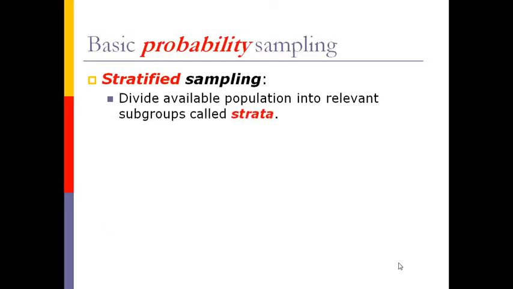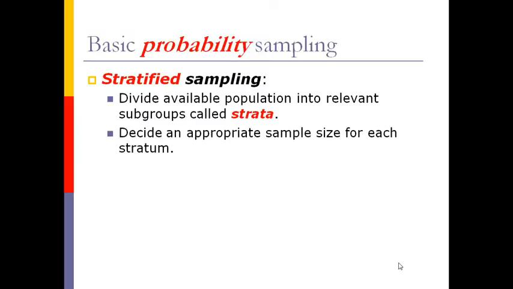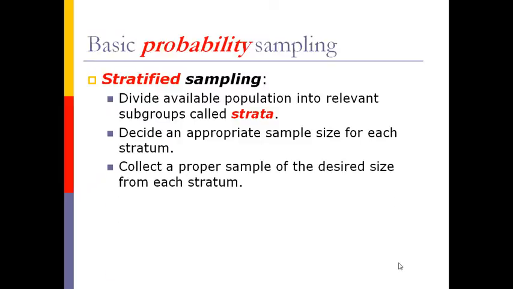All right, another probability sampling method which is used quite commonly is called stratified sampling. Here the idea is again to not exclude any subgroups of the population. So we're going to divide the available population into relevant subgroups that we call strata. These are subgroups that we want to make sure we get someone from. Then we decide an appropriate sample size for each of these strata, and we collect a proper sample of the desired size from each stratum.